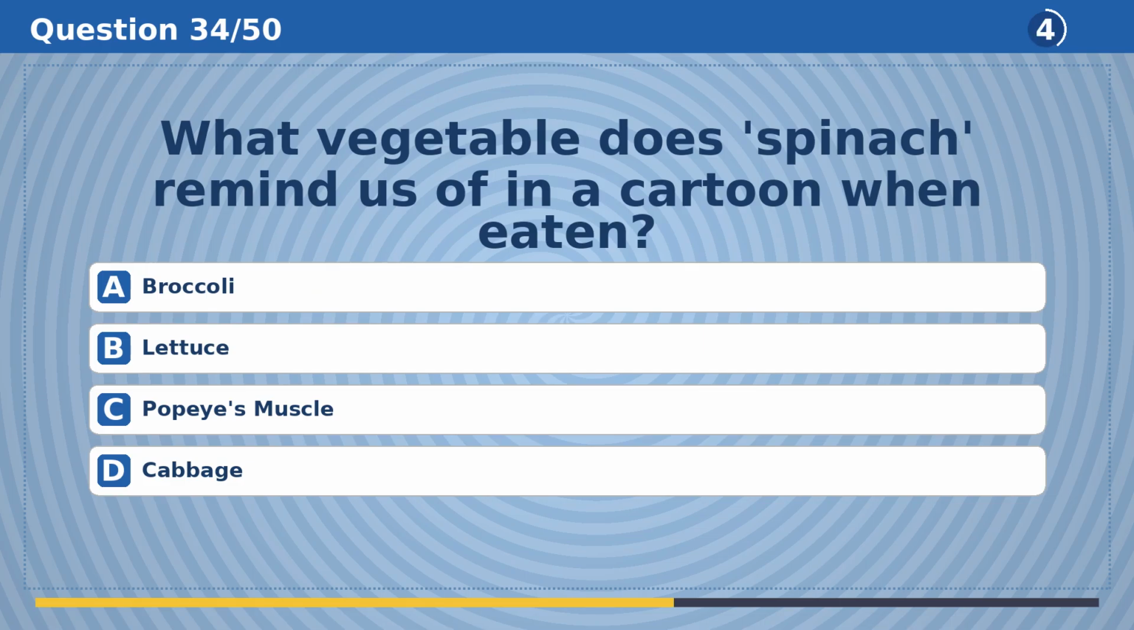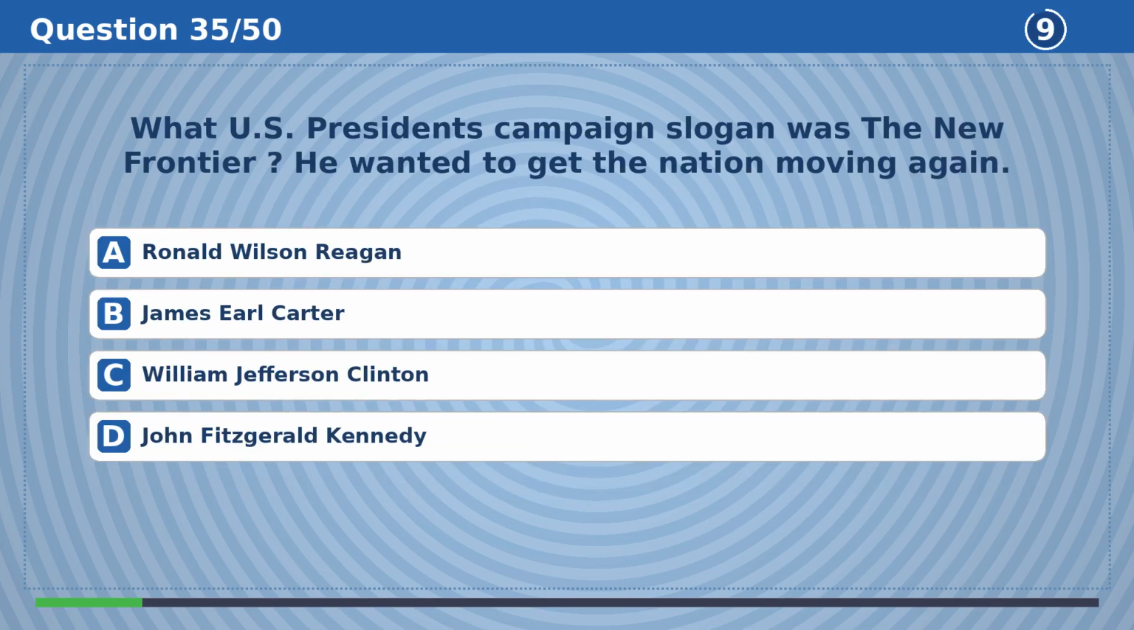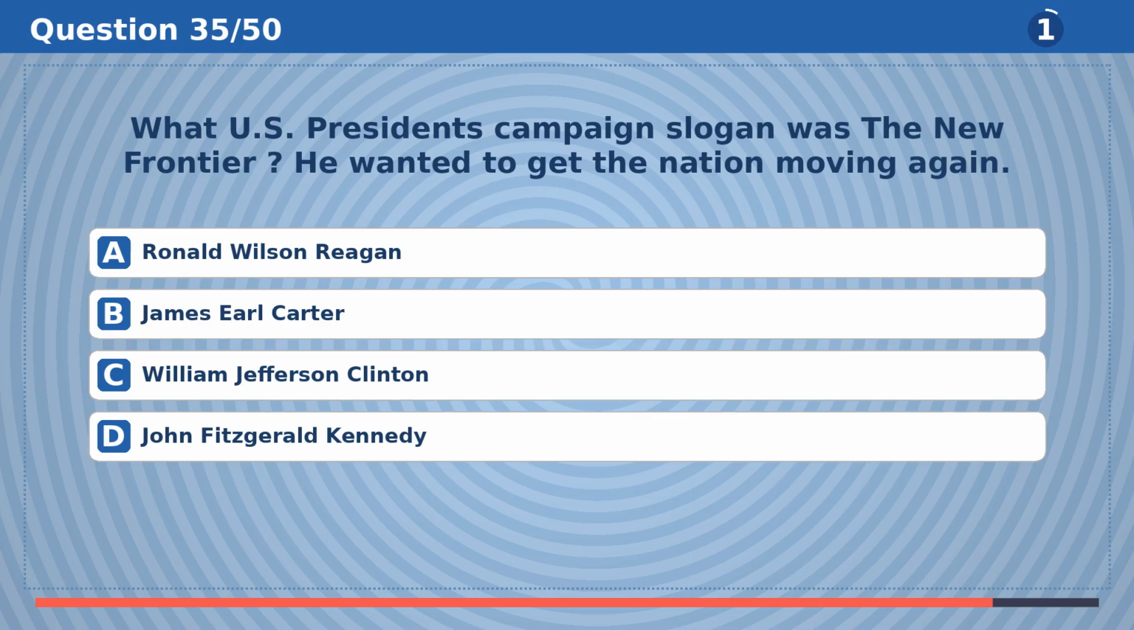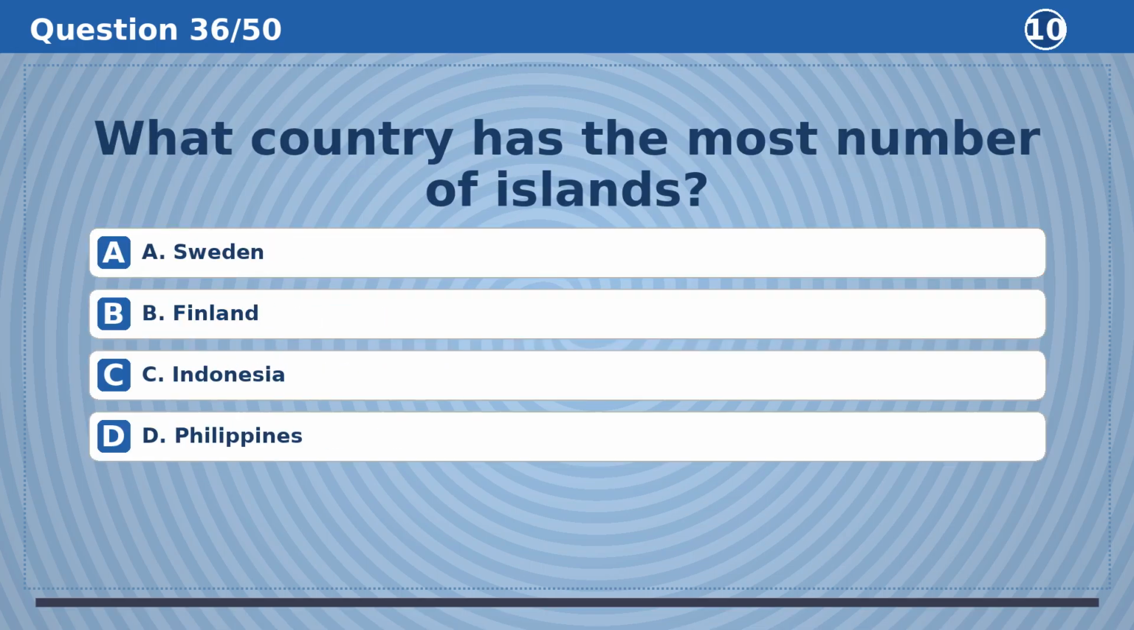What vegetable does spinach remind us of in a cartoon when eaten? The answer is C, Popeye's muscle. What U.S. president's campaign slogan was "The New Frontier"? He wanted to get the nation moving again. The answer is D, John Fitzgerald Kennedy.